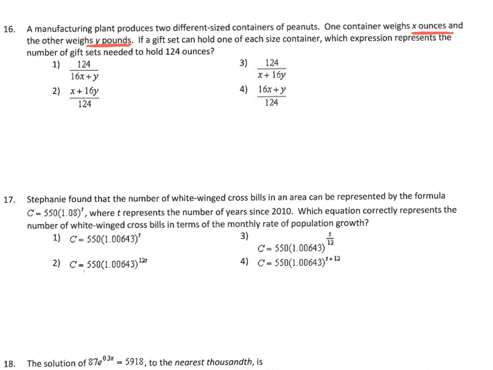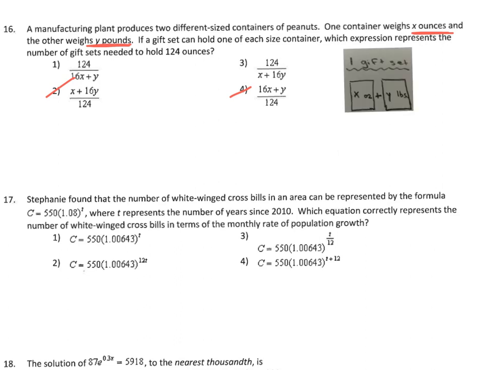Okay, so I'm going to right away rule out choices 2 and 4. And the reason I say that is because we have 124 ounces, and we want to divide that by the number of gift sets needed. Okay, we want to figure out how many gift sets we need if we can hold all together 124 ounces. So 124 has to go on the top, okay? We're dividing that by the gift sets. All right, well, let's think about it.